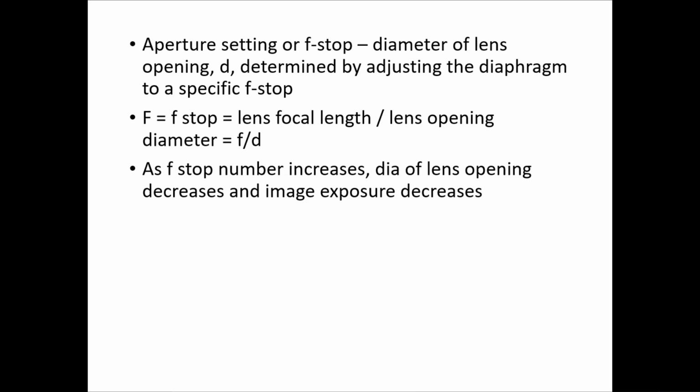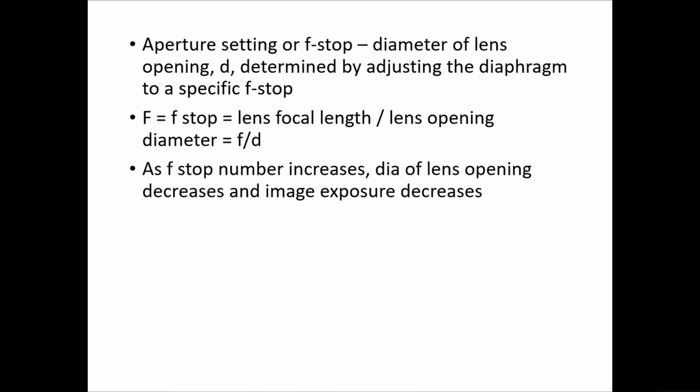We saw that the diameter of the lens opening was D, and it is determined by adjusting the diaphragm to a particular value. So the f-stop is that value. f-stop is equal to lens focal length divided by lens opening diameter. That f by D value is called the f-stop.